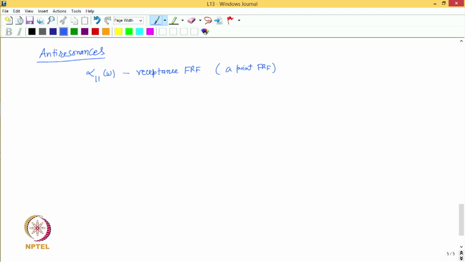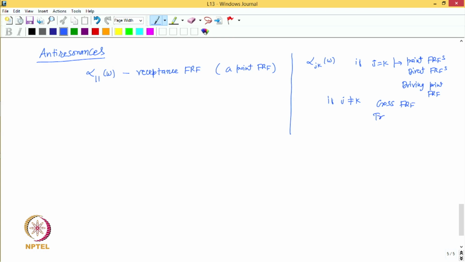So, if we look at any FRF alpha j k, and if j is equal to k, all such FRFs are referred to as point FRFs, or direct FRFs, or driving point FRFs. So, there are several names used to refer to these FRFs. And if degrees of freedom j and k are different, so the FRF is taken at degrees of freedom in which the excitation and the response are at different degrees of freedom, then all such FRFs are referred to as cross FRFs or transfer FRFs.